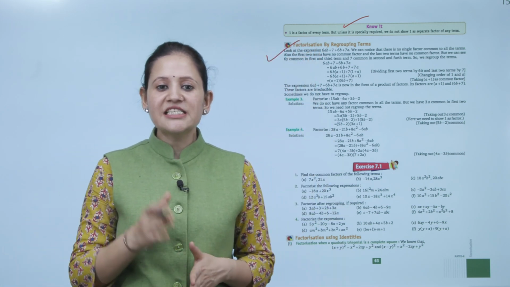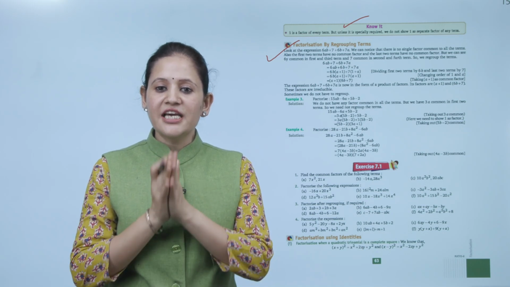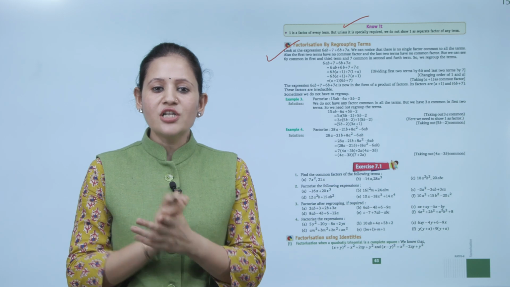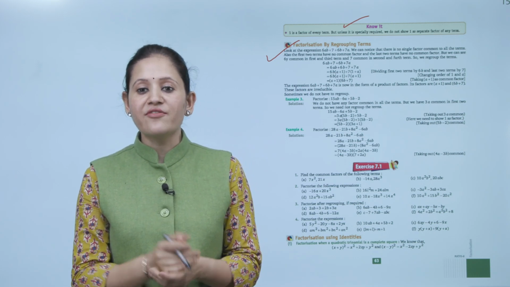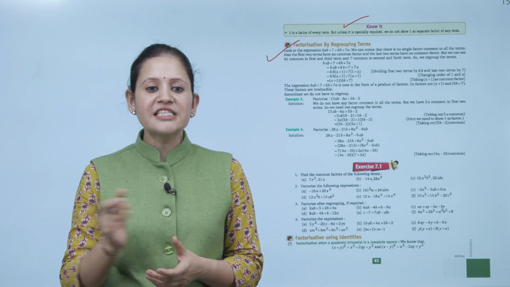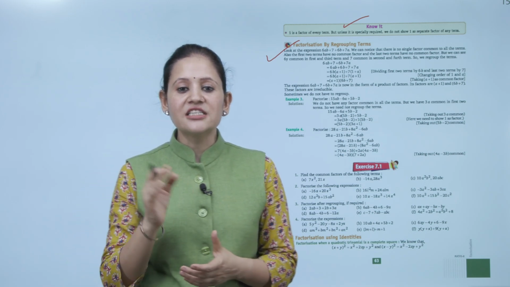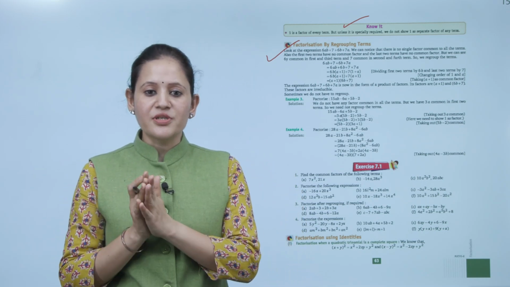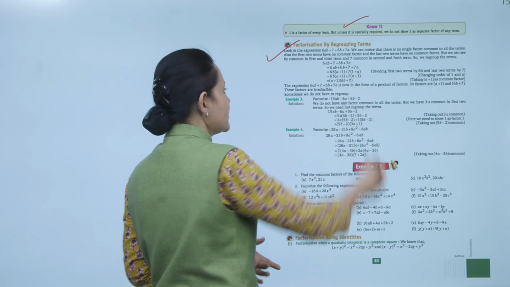Look at the expression 6ab plus 7 plus 6b plus 7a. We can notice that there is no single factor common to all terms. Also, the first two terms have no common factors and the last two terms have no common factors. But we can see 6b is common in the first and third term, and 7 is common in the second and fourth term. So we regroup the terms.